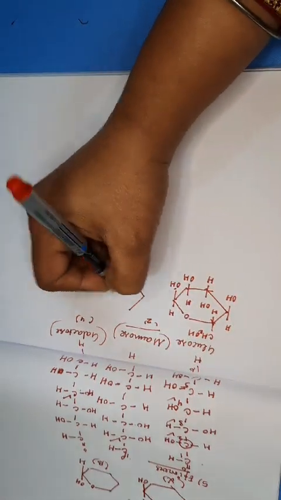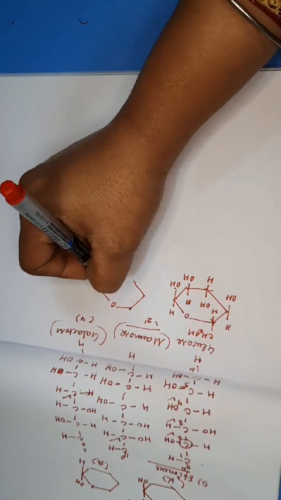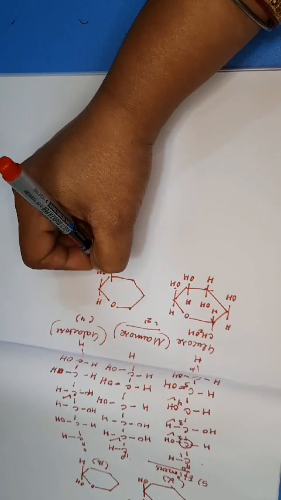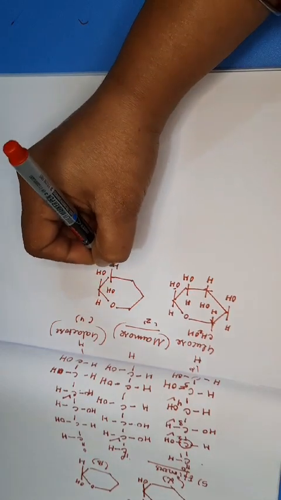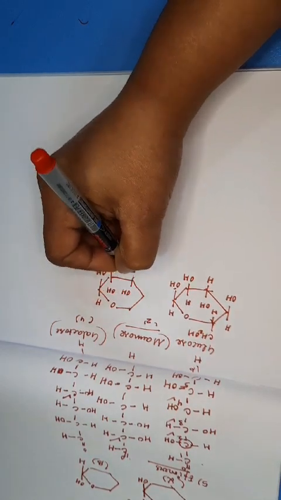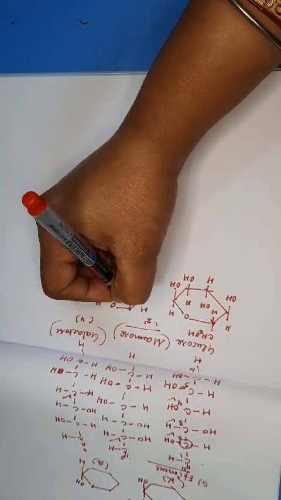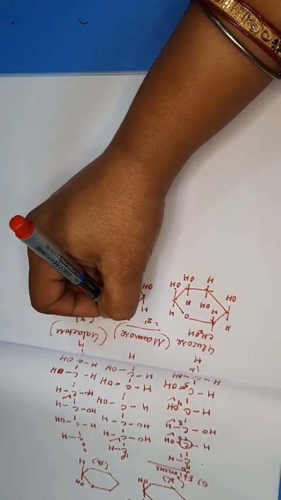For mannose, because it is an epimer at its second carbon position, the first carbon will have HOH, but here the orientation will be opposite. Third will also be OH and H. The rest of the conditions will remain the same.